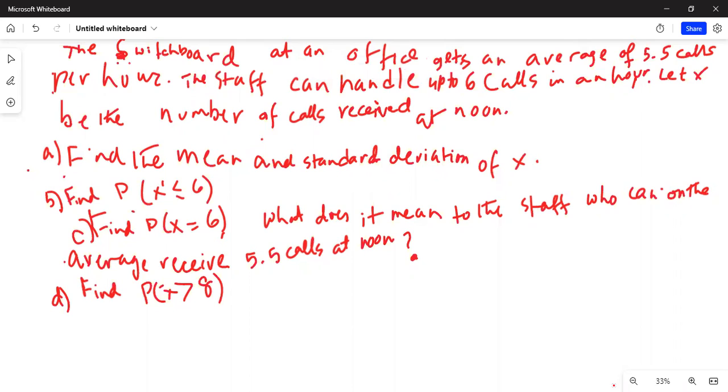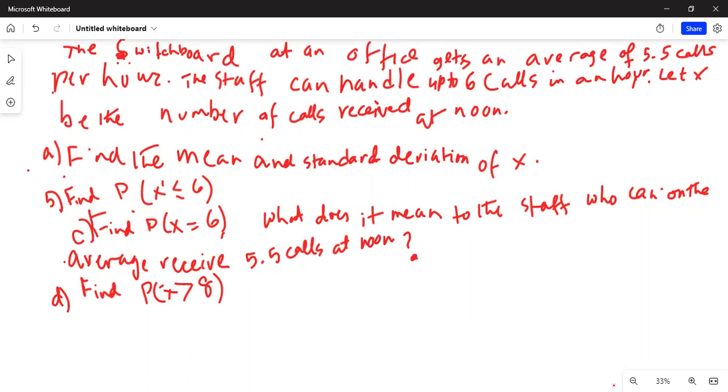Says the switchboard at an office gets an average of 5.5 calls per hour. The staff can handle up to 6 calls in an hour. Let X be the number of calls received at noon. Find the mean and standard deviation of X. Part A. Part B, find the probability of X less than or equal to 6.